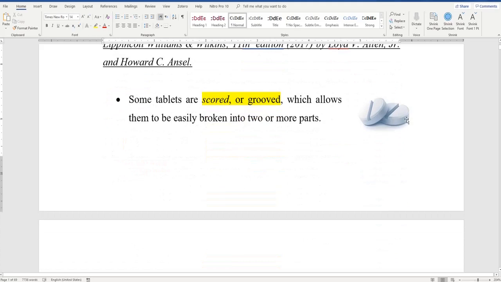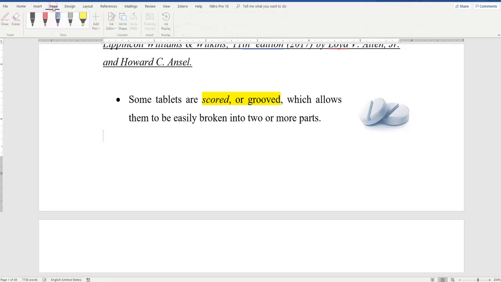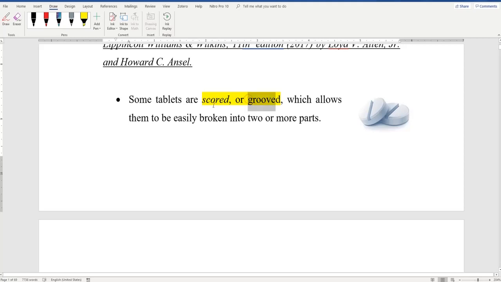Okay, some tablets, as you see here in the figure, are grooved or scored. What does grooved mean? Grooved means notched. Scored is a similar term. Scored or grooved, as you see here, we have a score.